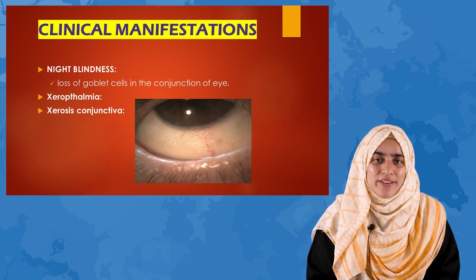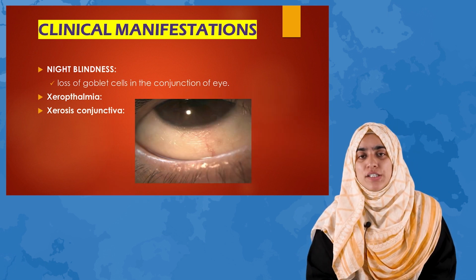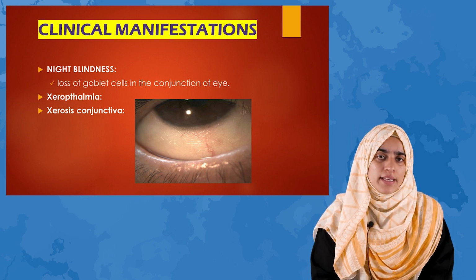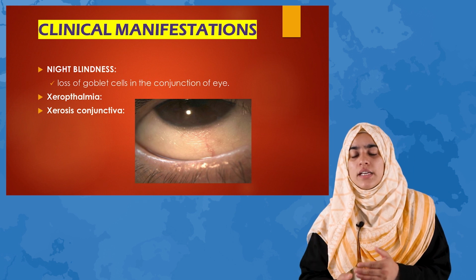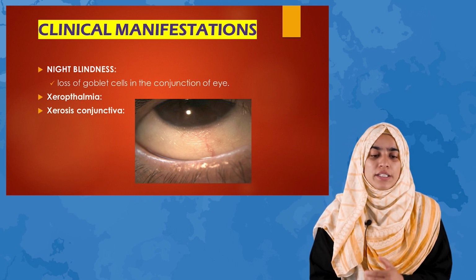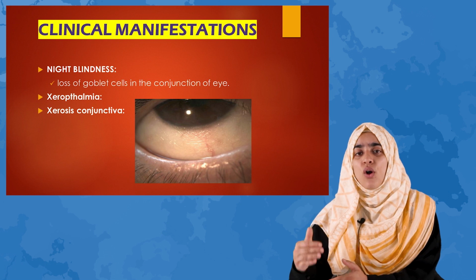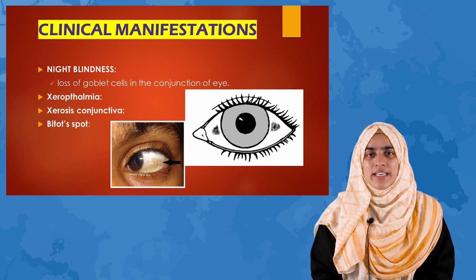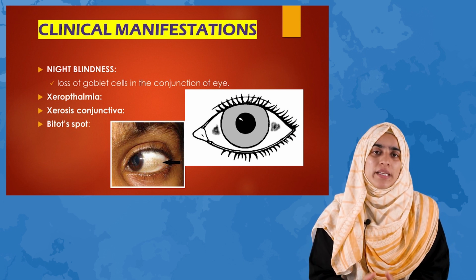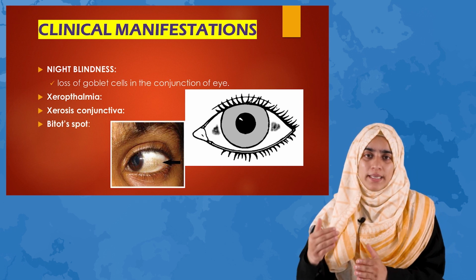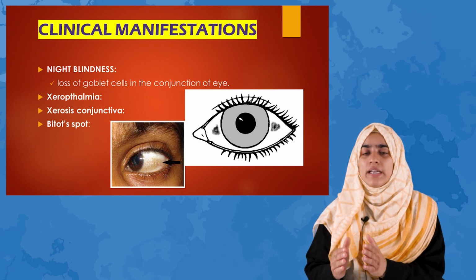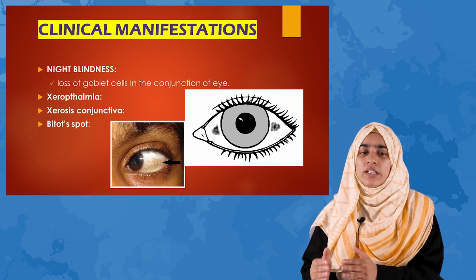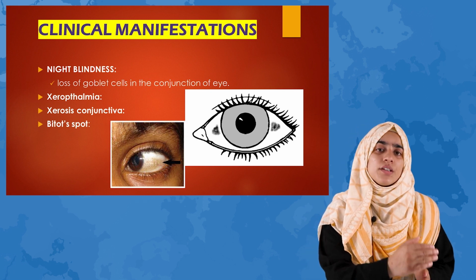The next manifestation we can find is xerosis conjunctiva. There, the conjunctiva which is present in the eye is dry, thickened, wrinkled, as well as pigmented due to the keratinization of the epithelial cells. Then the next manifestation we can find is Bitot's spot. It's a grayish or white plaque or patch, formed of the desquamated conjunctival epithelium, which is adhering to the conjunctiva.